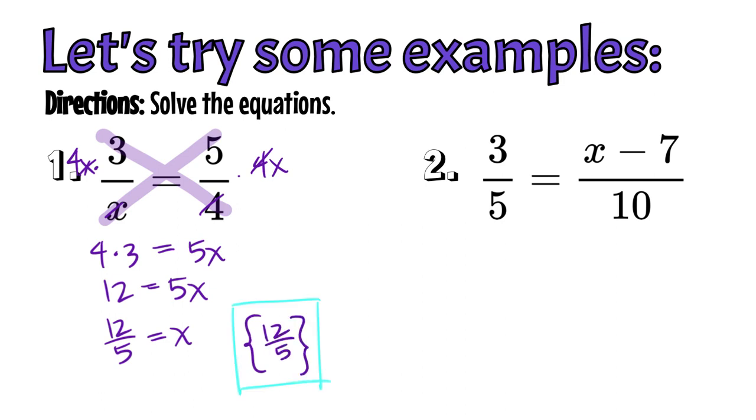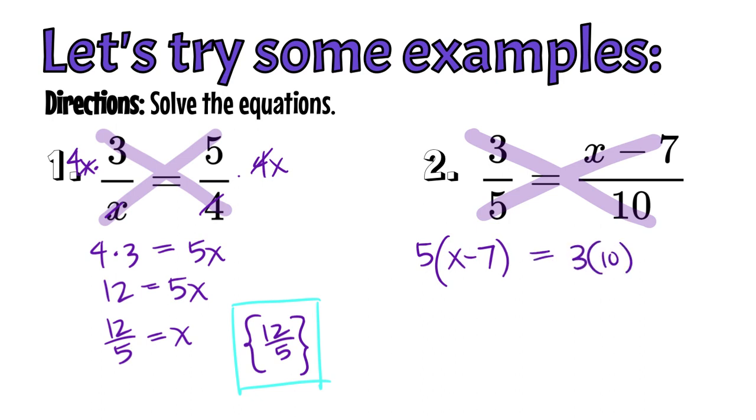In number 2, we see that we have a binomial in the numerator of the second fraction, but we're going to do the same process. Remember, we want to cross multiply. I showed you in the first example how and why it works, so in this example, we're just going to do the math part. We have 5 times x minus 7 on the left, and then 3 times 10 on the right. It really doesn't matter which parts you put on the left and which on the right. It's going to be the same thing.